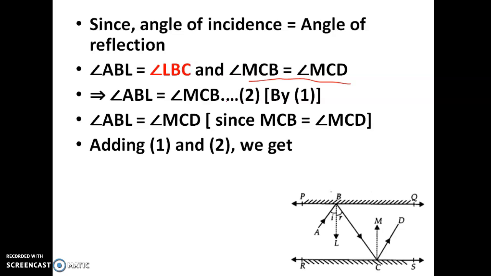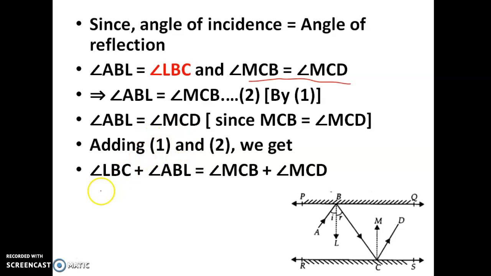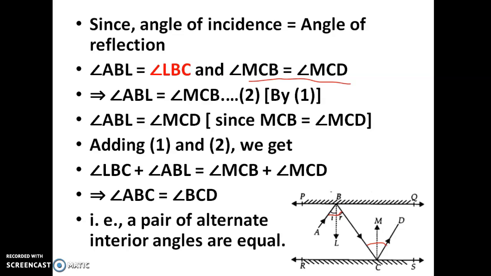Adding 1 and 2, we get angle LBC plus angle ABL. So these two are LHS. Then MCB plus MCD. So these two angles together, what is it? ABC. These two angles together it is ABC. And similarly here this angle together is BCD. So angle ABC is equal to angle BCD. That is, a pair of alternate interior angles are equal.